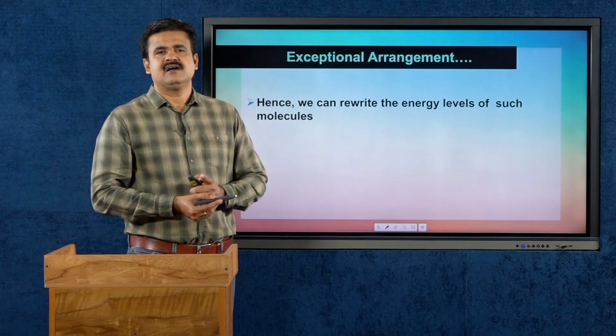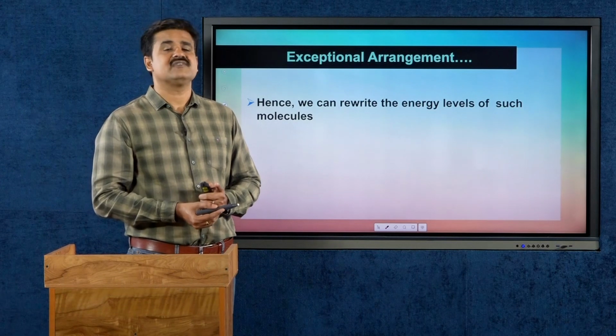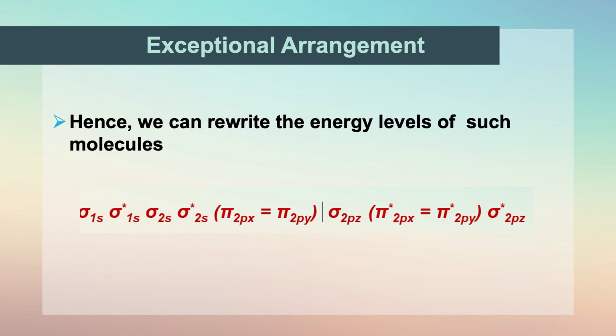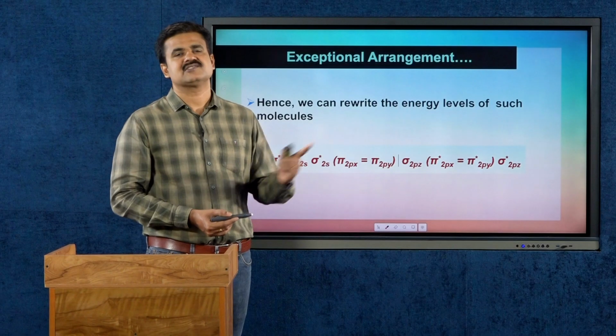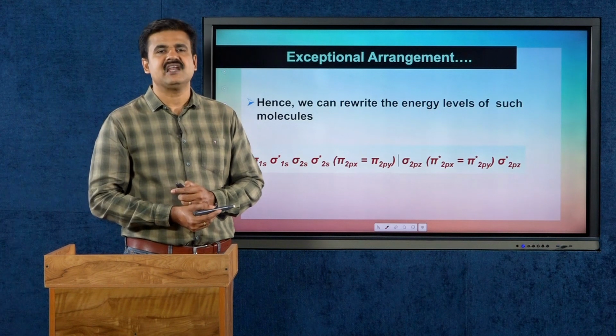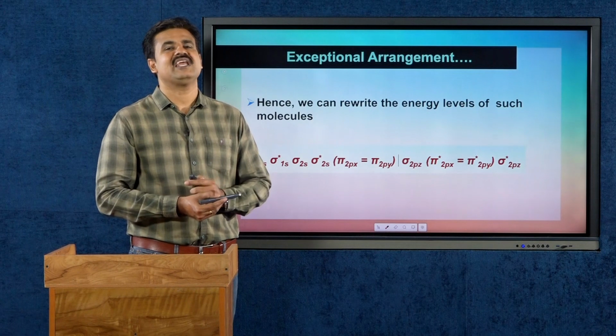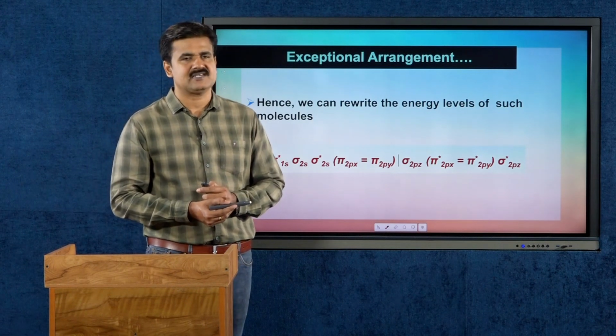Hence we can rewrite the energy levels of such molecules where there is an exception. The exceptional energy arrangement can be represented like this: sigma 1s, then sigma star 1s, sigma 2s, sigma star 2s, then pi 2px equal to pi 2py, then sigma 2pz, pi star 2px equal to pi star 2py, and finally sigma star 2pz. So, this order is the exceptional arrangement or exceptional order which is applicable to second row elements in the periodic table up to nitrogen.